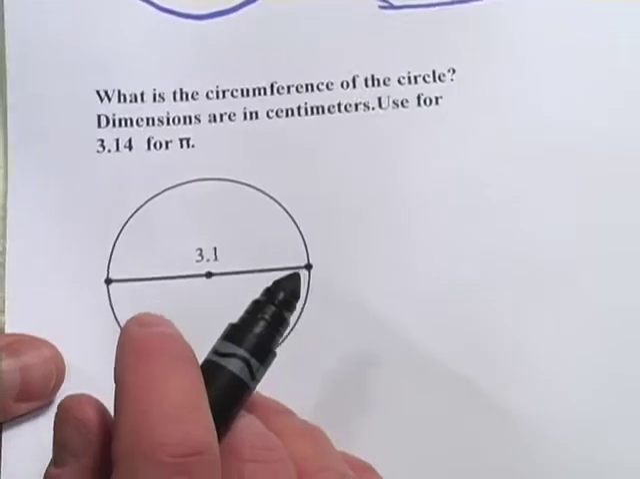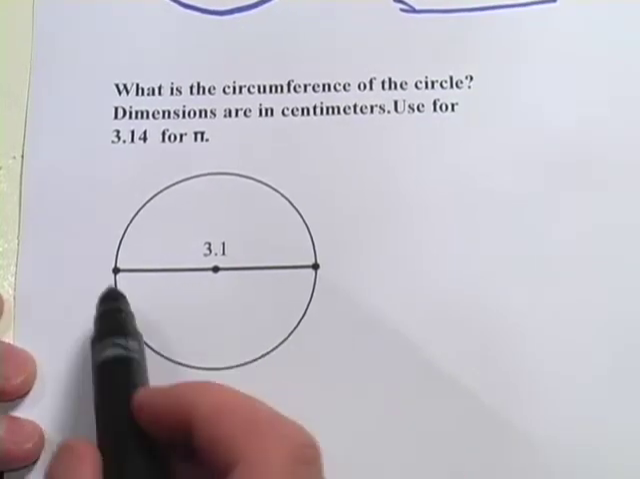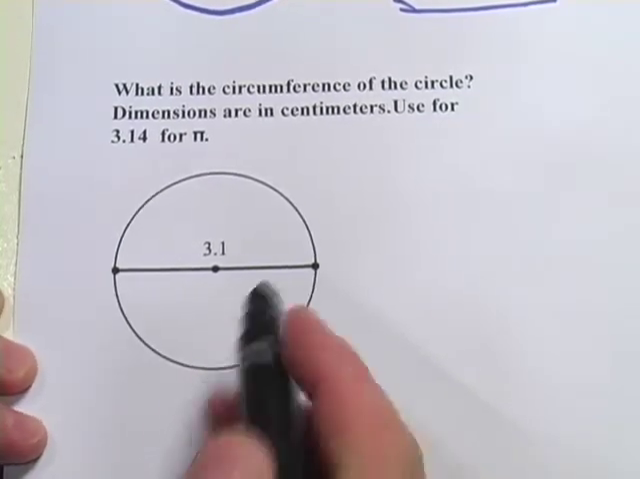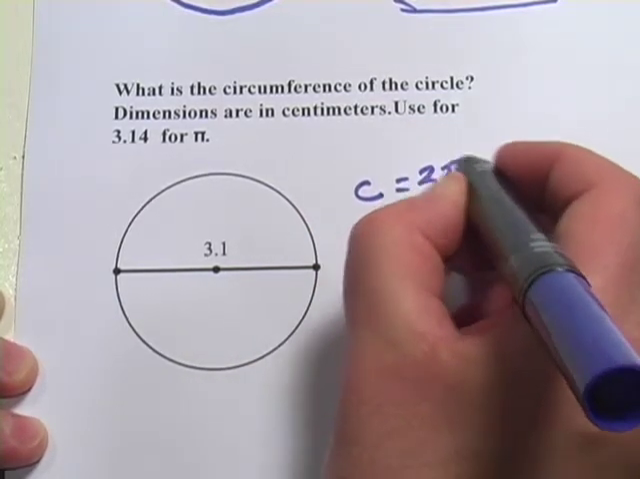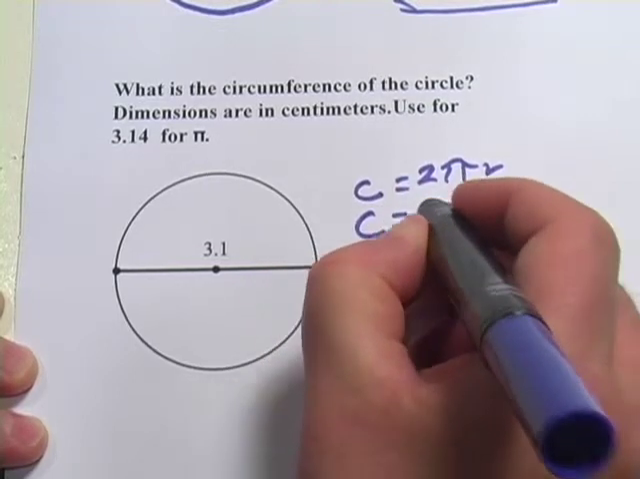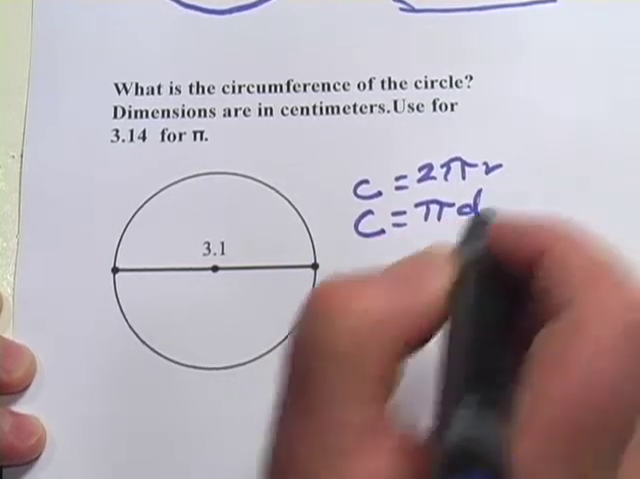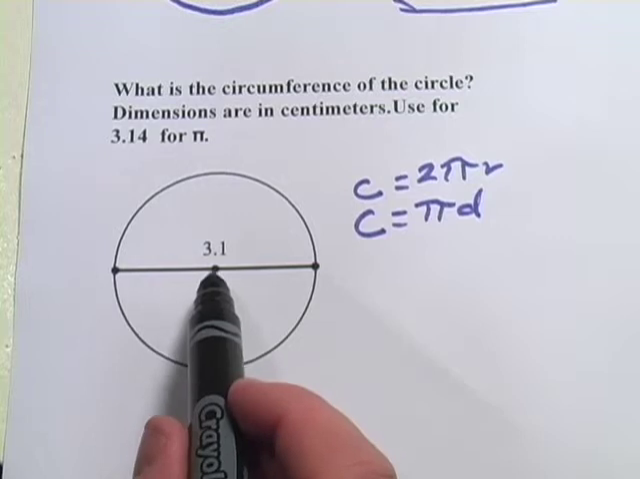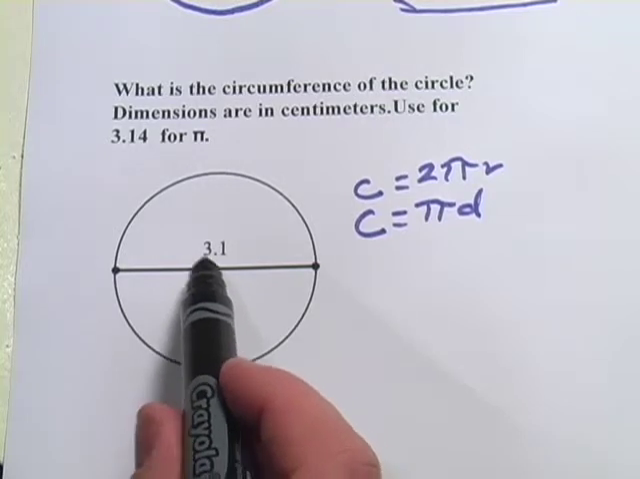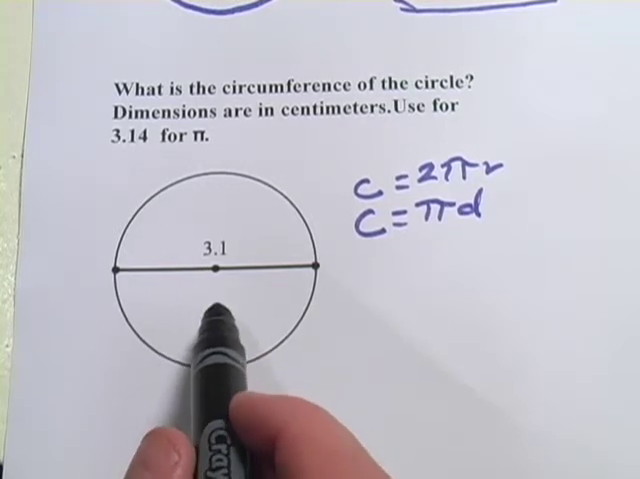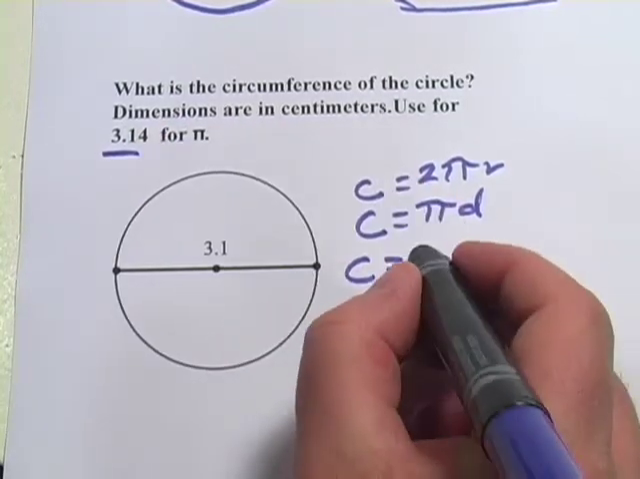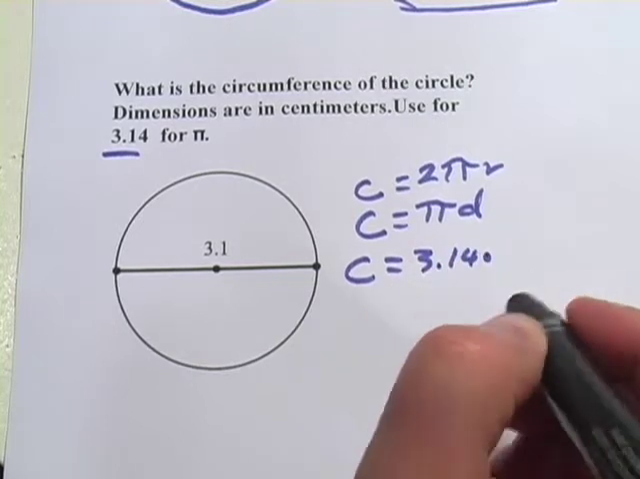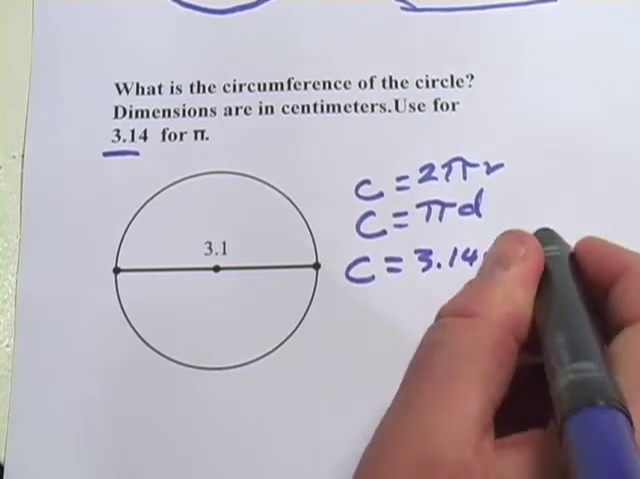Let's look at another one. In this one, we're given the diameter, the whole width across. And remember, the formula for circumference is 2 pi r, which is the same as pi times the diameter. So instead of saying, what's the radius here, let's divide 3.1 in half, we can just skip that step and simply multiply pi, and we're going to use 3.14 again for pi, times the diameter, which is 3.1.